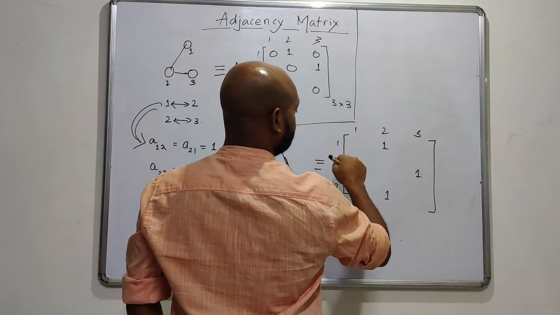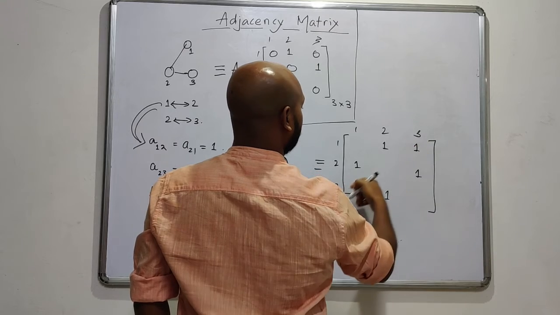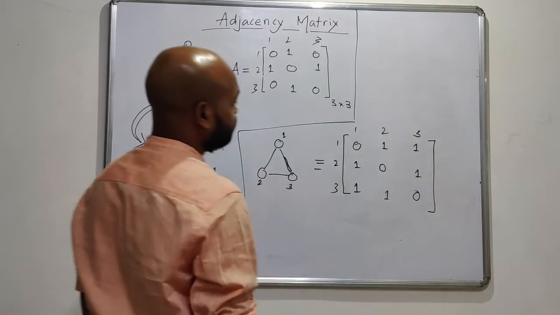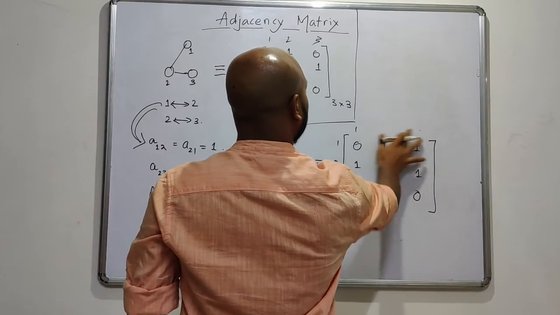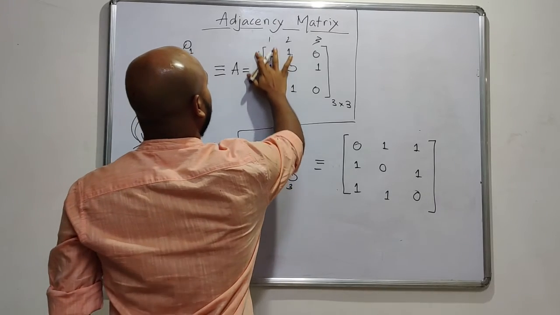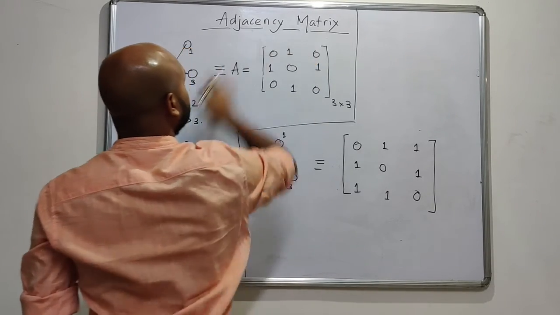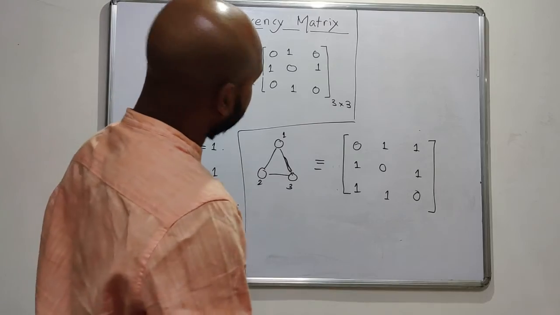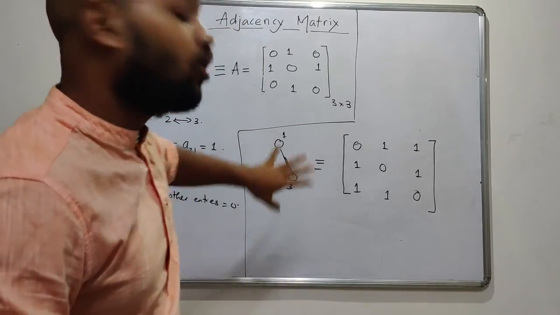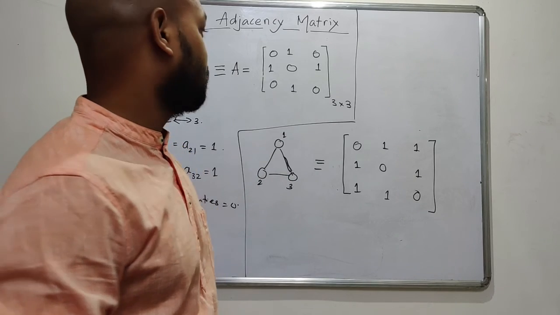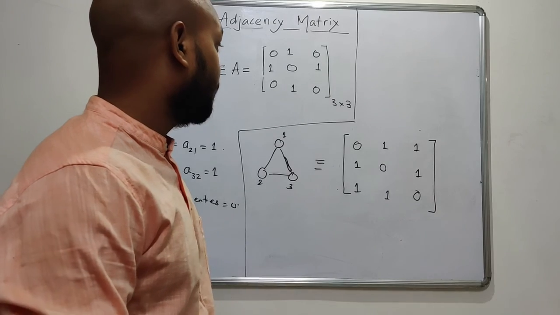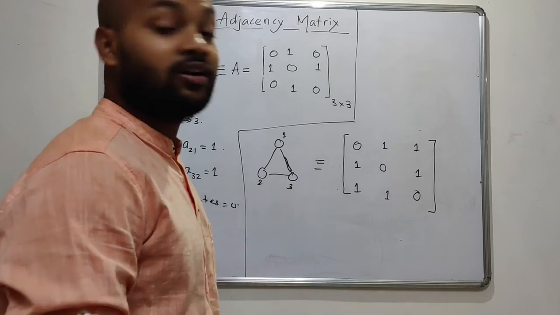So the 1, 3 connections are 1, 3 and 3, 1, and the rest of the places are 0. So this is the particular adjacency matrix for this cluster state. Likewise, we can construct the adjacency matrix for all complex cluster states as well, and of course it comes very handy when you do some advanced level calculations.